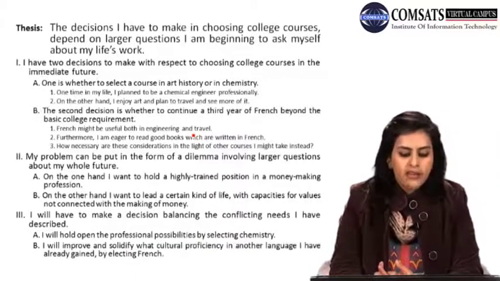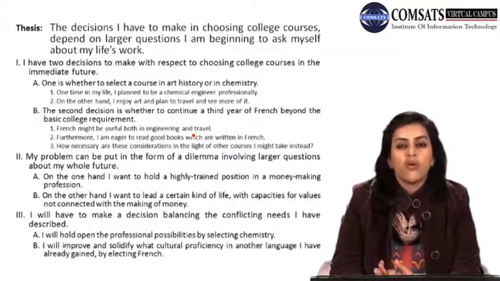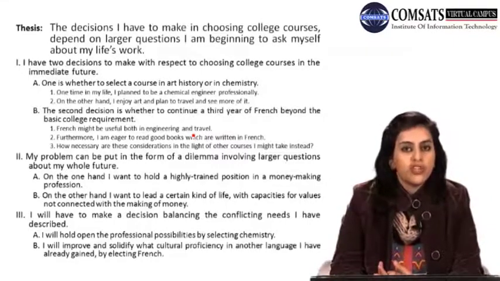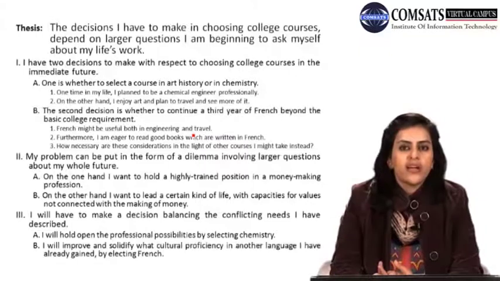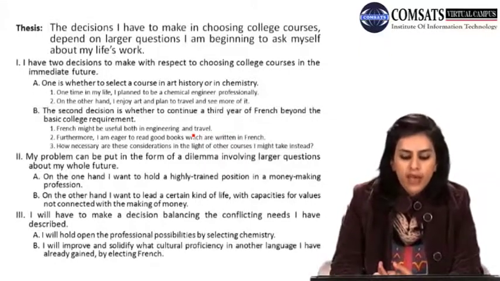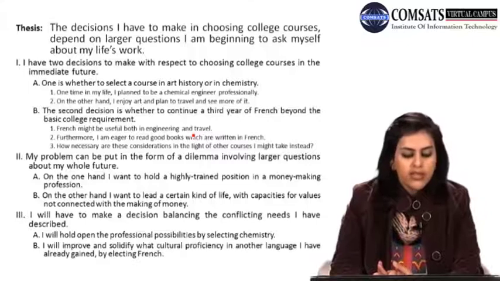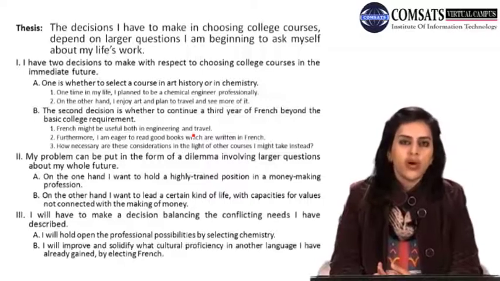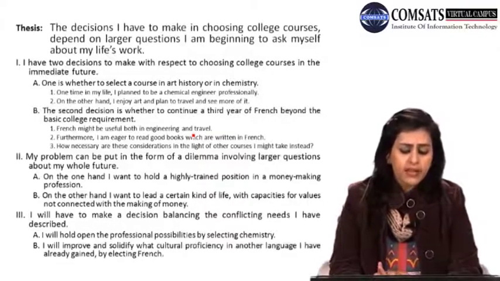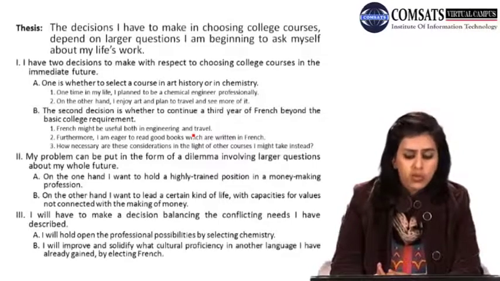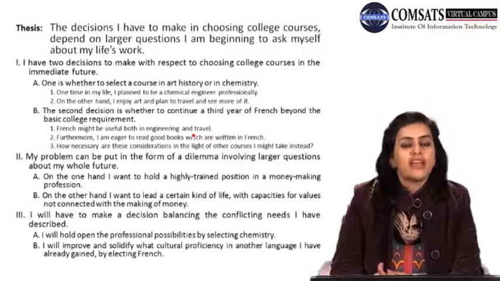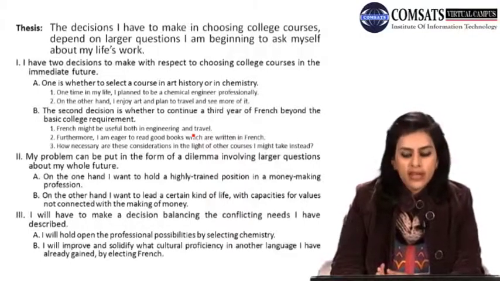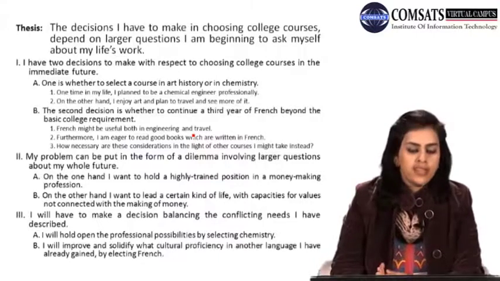So the elaboration, or the details, or the supporting arguments that he provides for his decision number 1, that he wants to select the course for art history or chemistry, is that one time in my life I planned to be a chemical engineer professionally. So one reason that he is providing is that only once in my life I decided to plan to be a chemical engineer professionally, and on the other hand I enjoyed art and plan to travel and see more of it. So he enjoys art, and he also likes to travel. On the one hand, he had that eager desire of becoming a chemical engineer once in his life.